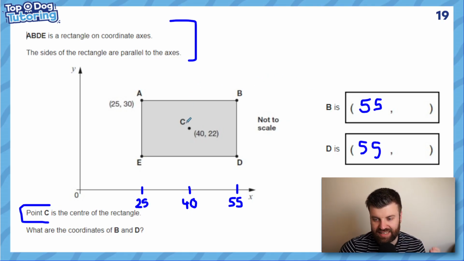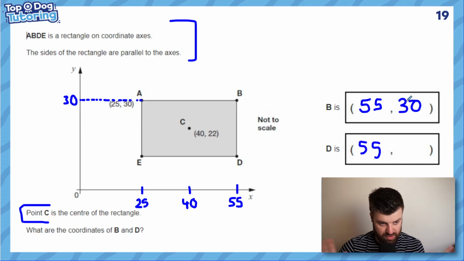Well, it's the exact same, okay? Because look here. Let's go to A, for example, and come across. What is the y value of A? Well, we're given it: 25 across and 30 up. So this is 30. By the way, it means we can solve B straight away. B is 55 across and it's the same height as A, so it's 30 up. So we have half of the answer straight away.